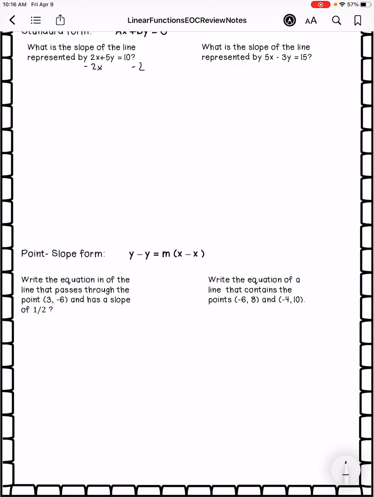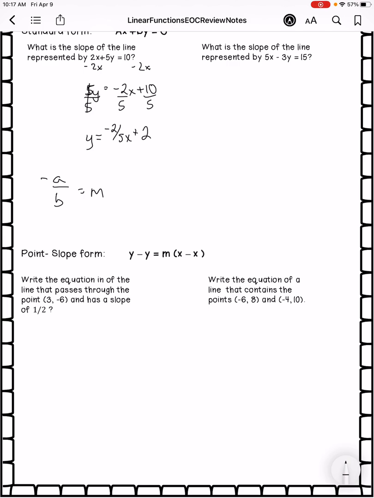So I'm going to move the x. So now I have 5y equals -2x plus 10, and then I need to divide by 5. I'm going to divide everything in the equation by 5. So I end up with y equals -2/5 x plus 2. And if you notice, the slope is -2/5, which is the opposite of a, which is the 2, divided by the b, which is 5. So we can find slope by doing the opposite of a divided by b.